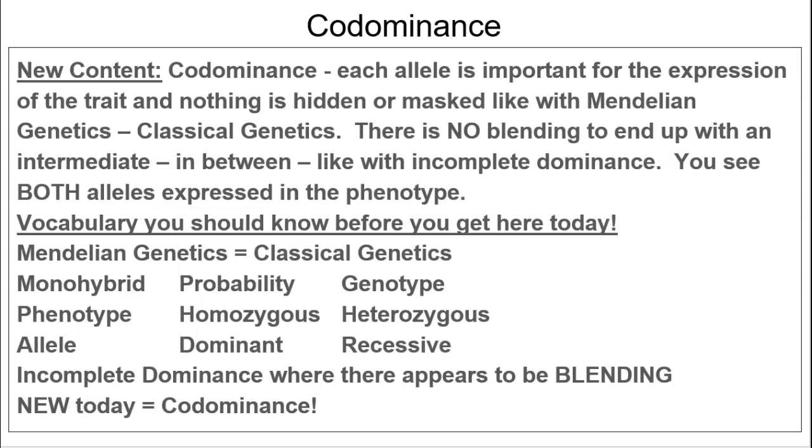Thanks for being here, and thanks for watching about codominance. Remember that codominance is when each allele is equally important and you don't end up with a phenotype that is intermediate or in between. It's not classical Mendelian genetics where something is dominant over something recessive.